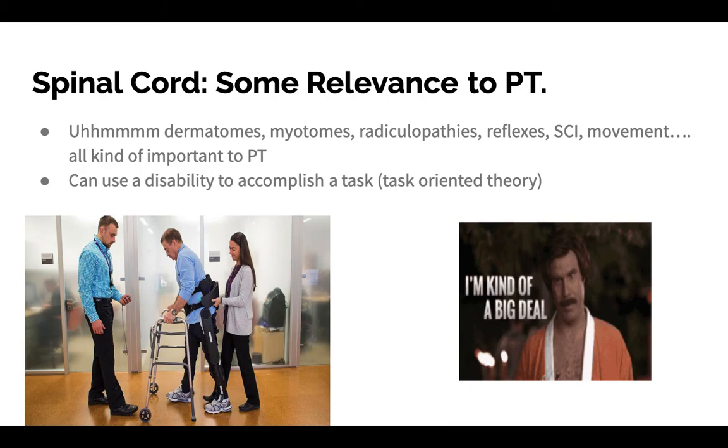And as we learned in neuro a few weeks ago, obviously we can use something like a spastic or tonic muscle and use that to help you. This would be similar to the task-oriented theory. As one of the examples Dr. E uses is her patient that used their spasticity to get up from a wheelchair.